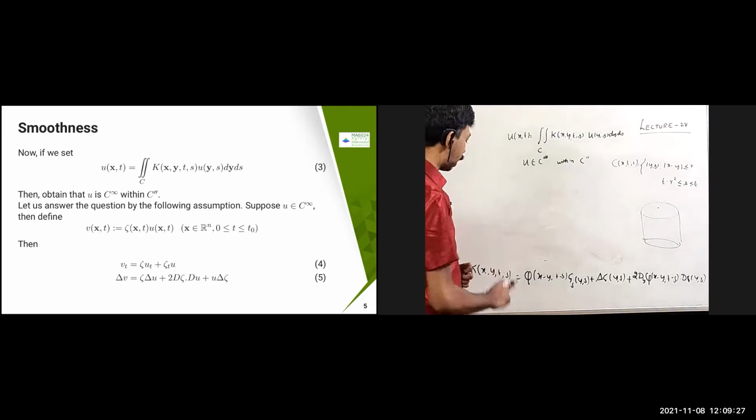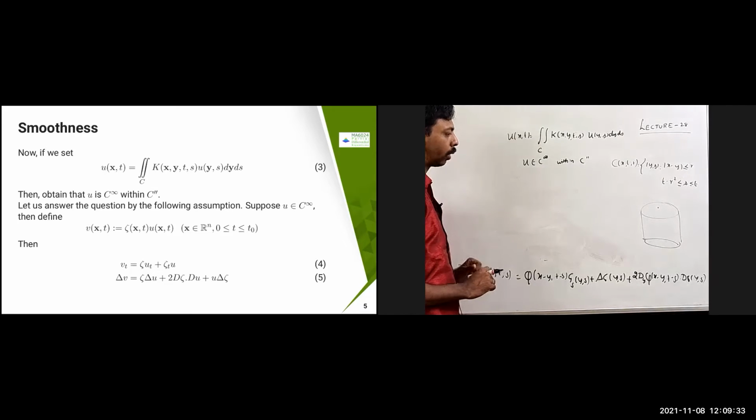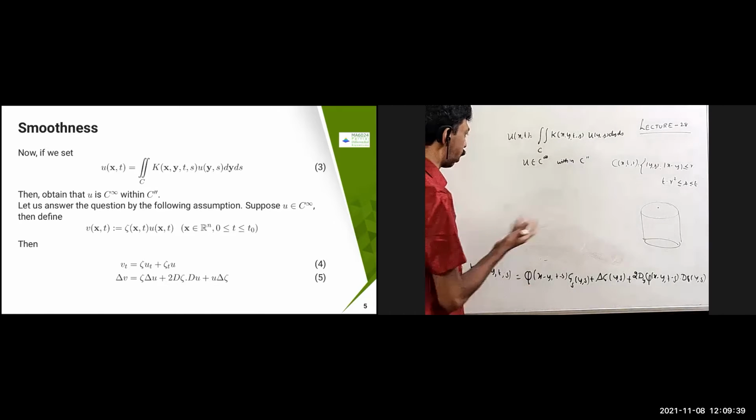Now our question is that how do we obtain this function? How do we obtain that this function which we got? This is what we got to do. Okay, let us answer the question by following the following steps.